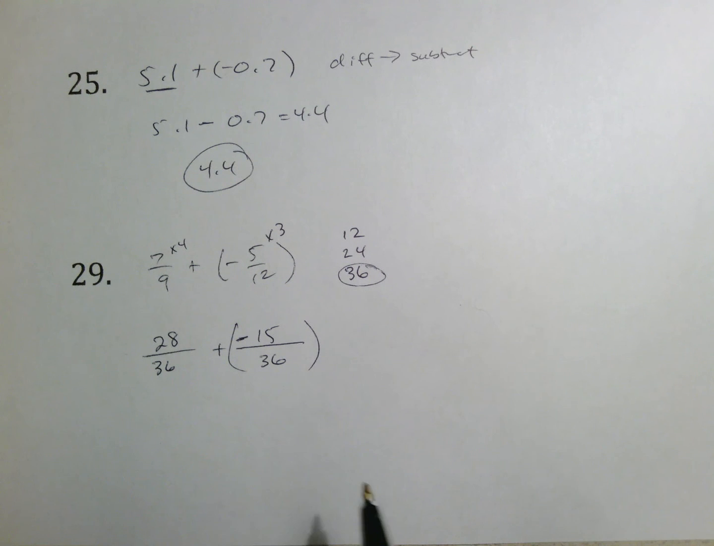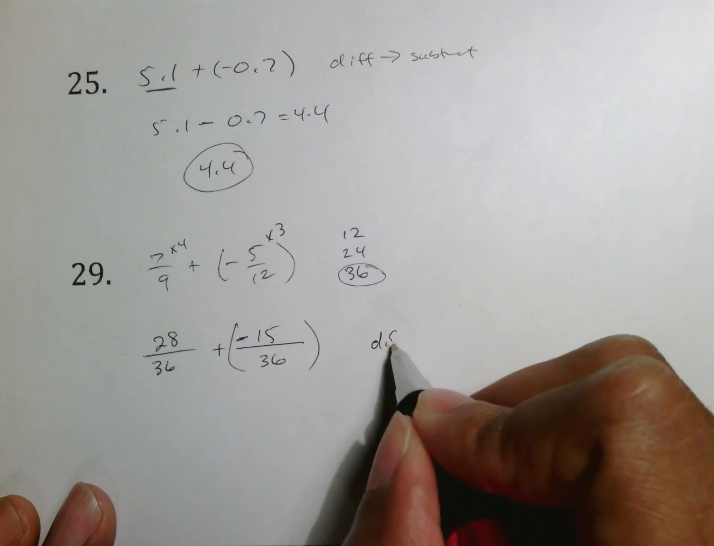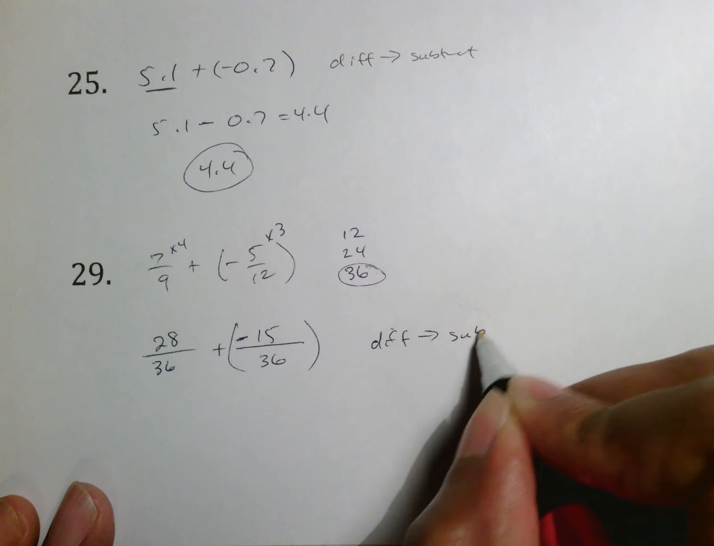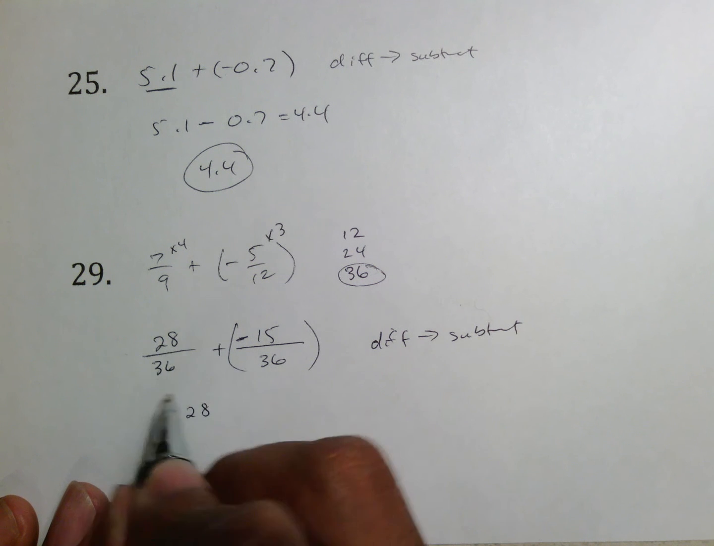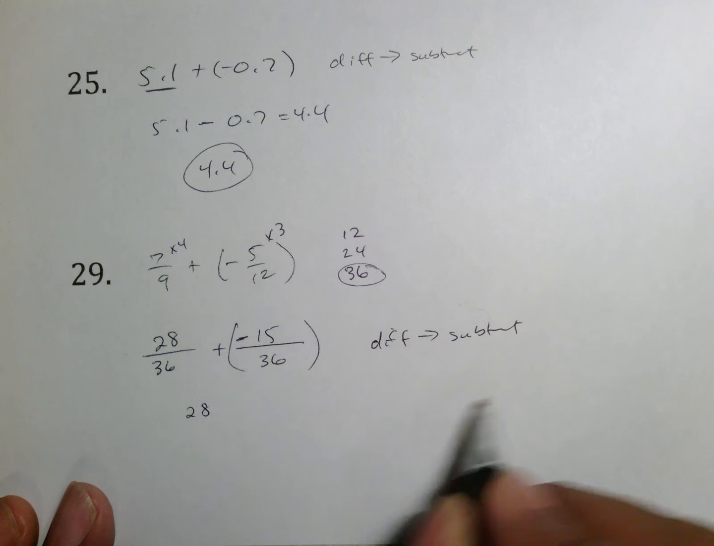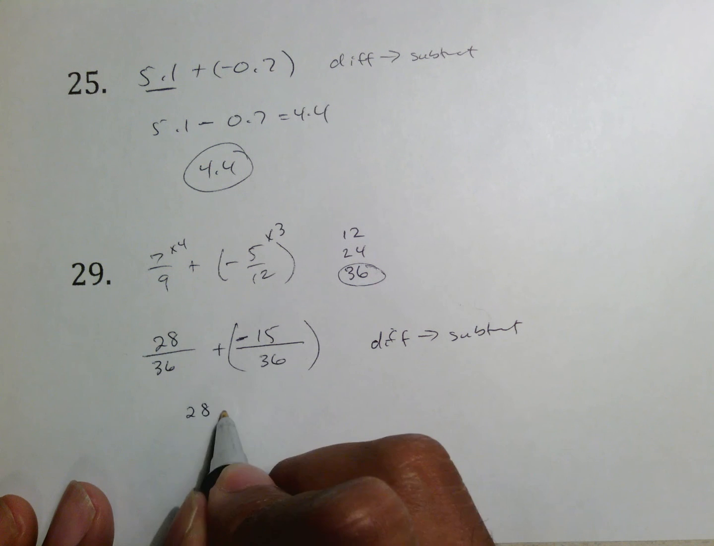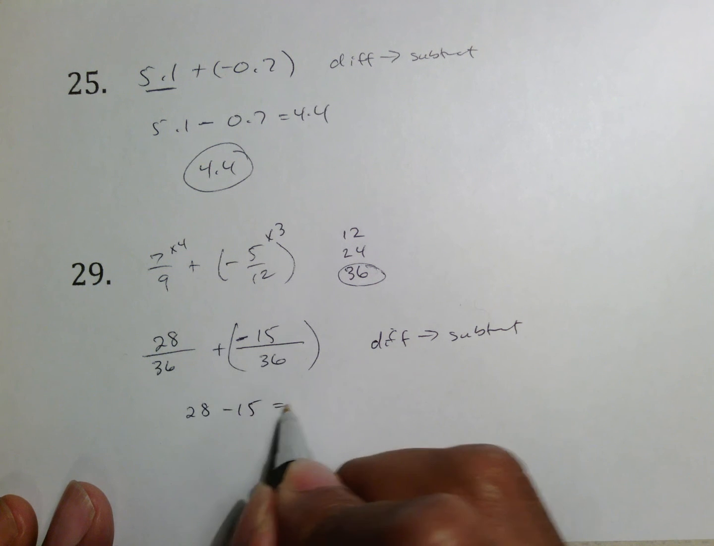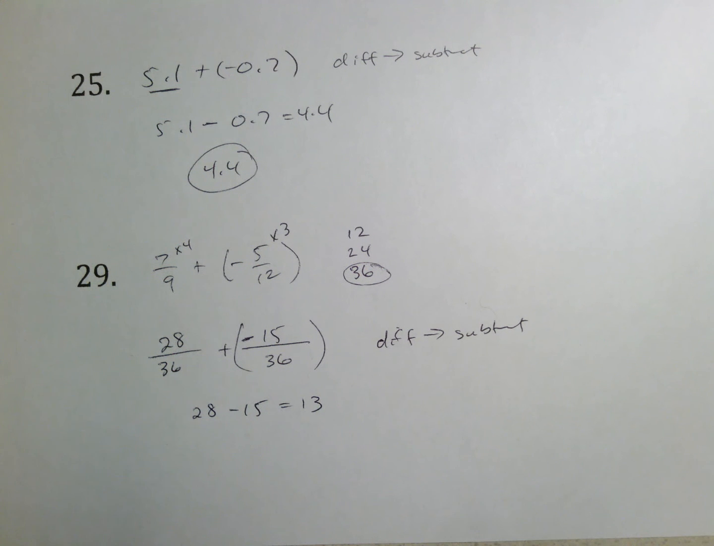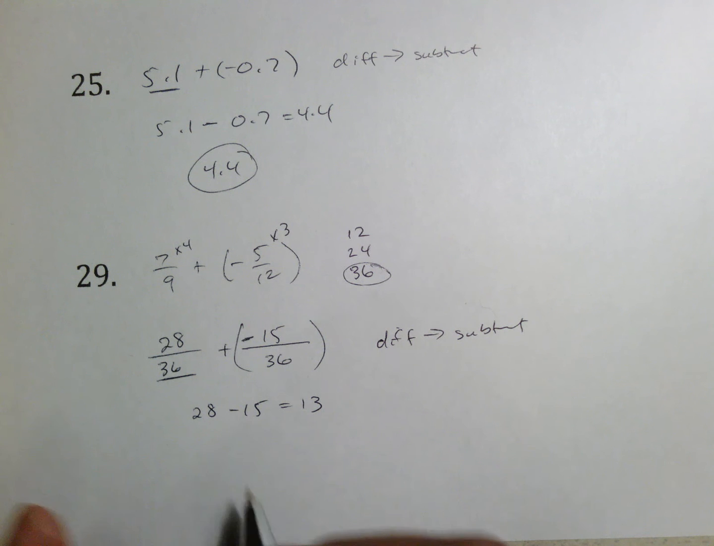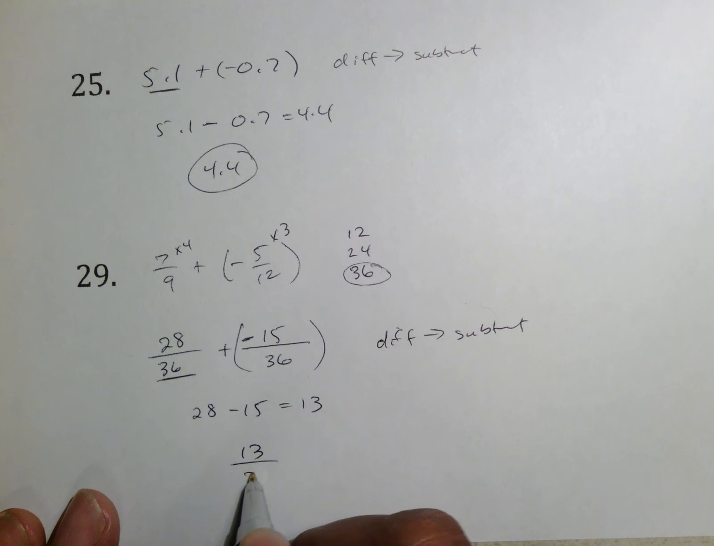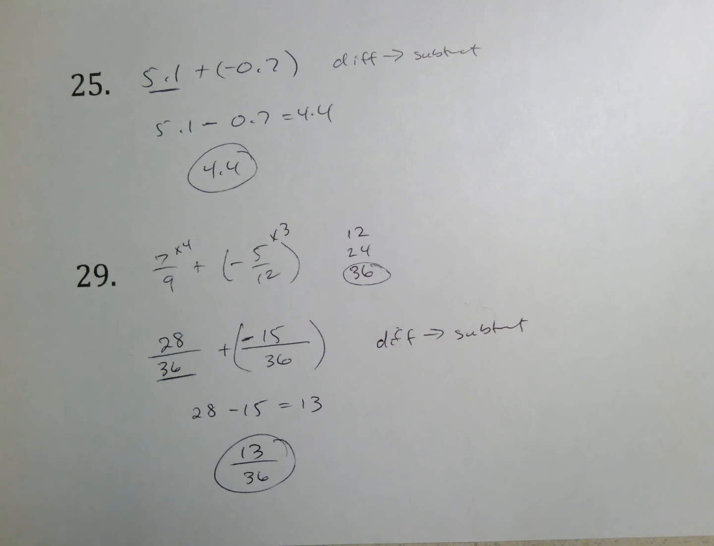From there, what we do is we follow what we just learned, which is to recognize that these two signs are different, which means we're going to subtract. 28 is the bigger number. We don't even care about the 36 because that carries over anyway, but 28 minus 15, which gives us 13. And in the end, we have to put it back in fraction mode. The bigger fraction is positive, so our answer is positive 13 over 36.